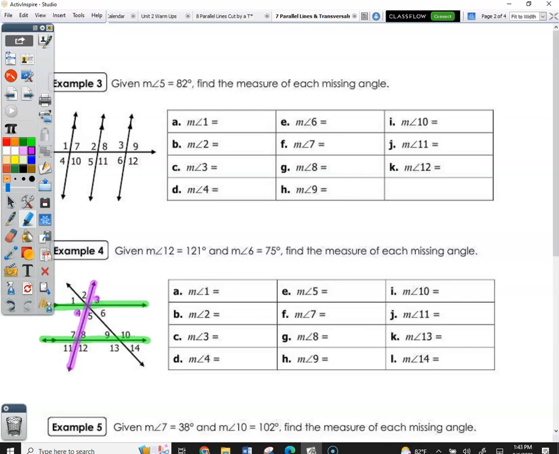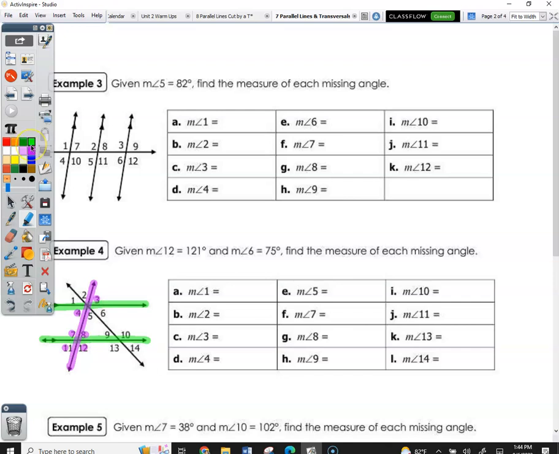3 is touching both. 4 is touching both. 5 is not. 6 is not. 7 is, 8 is, 11 is, 12 is. So those are the angles you can find easily.